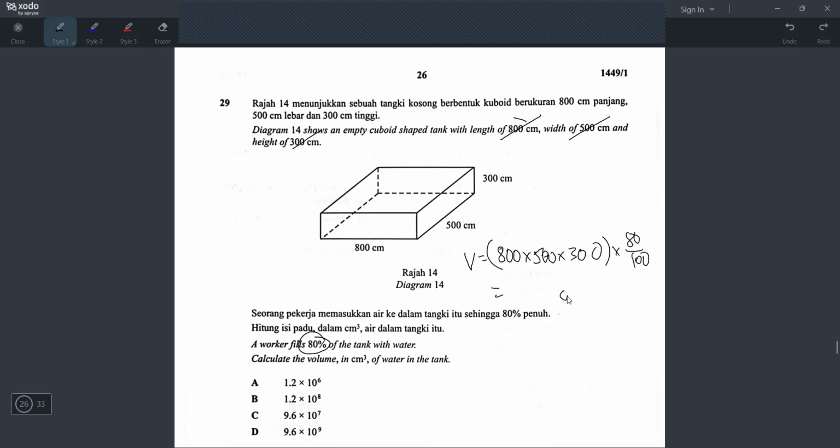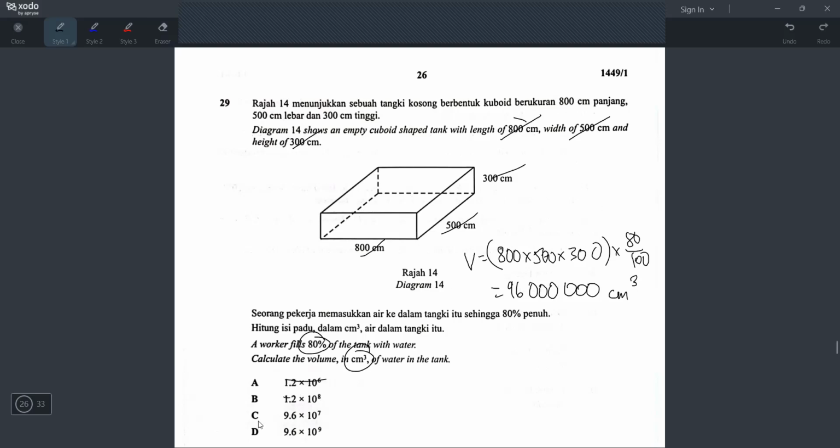And the unit will be cm cube, because everything is in cm, right? And the answer is also in cm cube. So yeah, let's press the calculator. 800 times 500 times 300 times 80 divide 100. Okay, my calculator gives me 96. Oh, very big. So let's write down 96. How many zeros? 1, 2, 3, 1, 2, 3, 4, 5, 6. 6 zeros. So you can say it's 96 million. Right, 96 million. So which one is the answer?